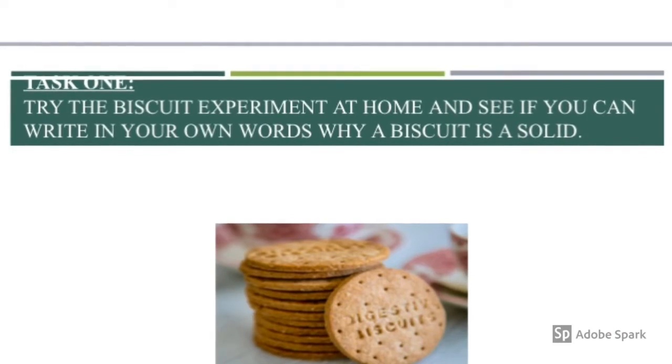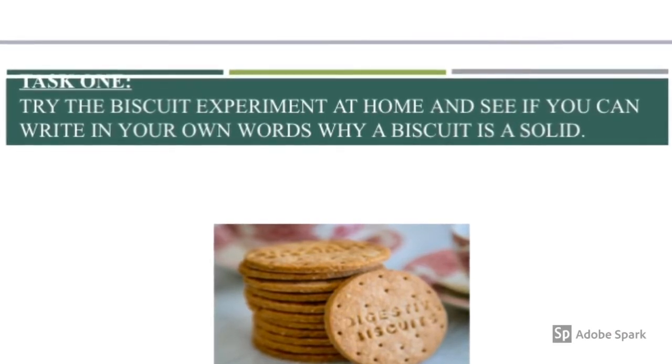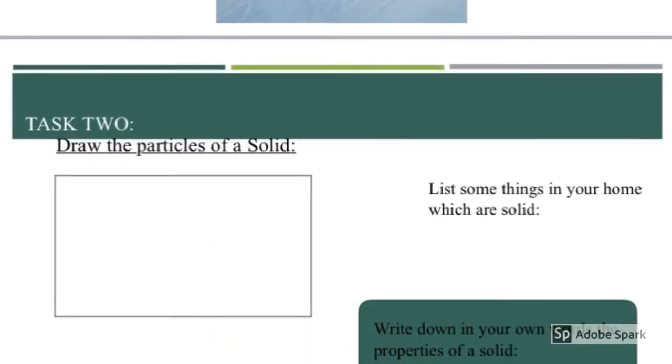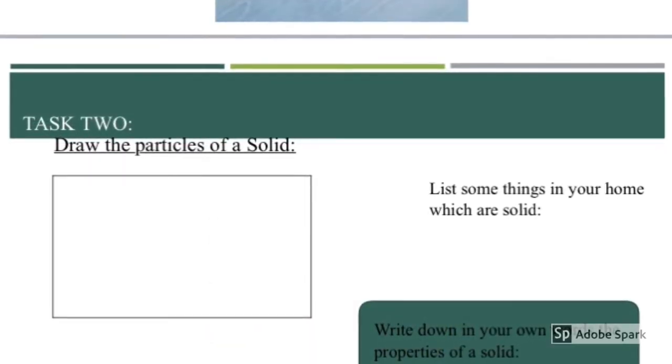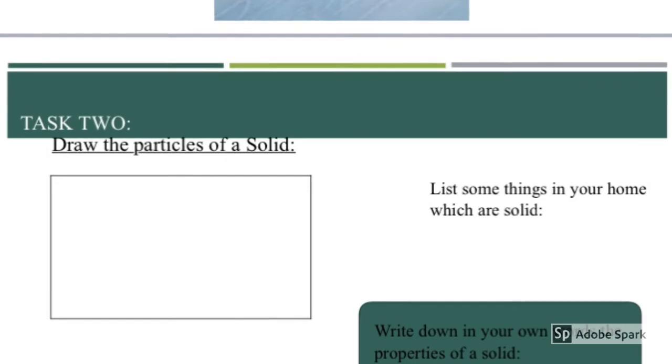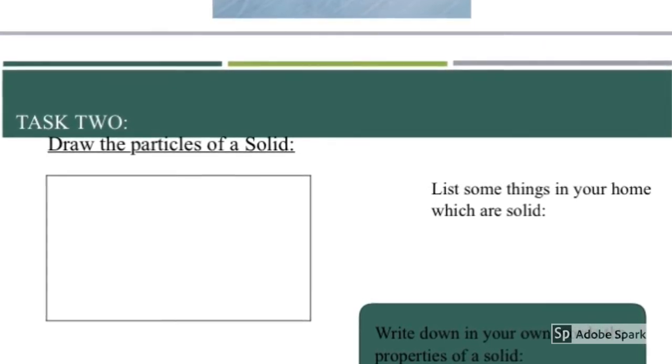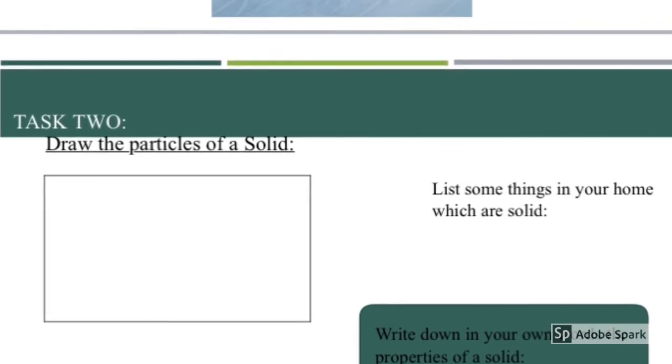Task 1. Try the biscuit experiment at home and see if you can write in your own words why a biscuit is a solid. Task 2. Draw the particles of a solid. List some things in your home which are solid and write down in your own words the properties of a solid. Remember to write in your own words to help you remember this information.